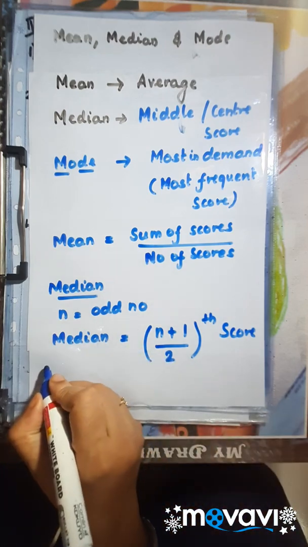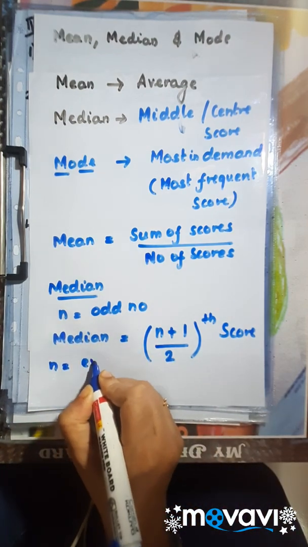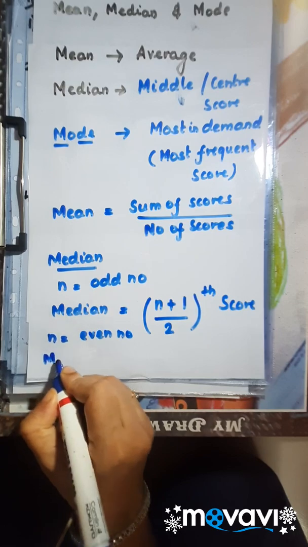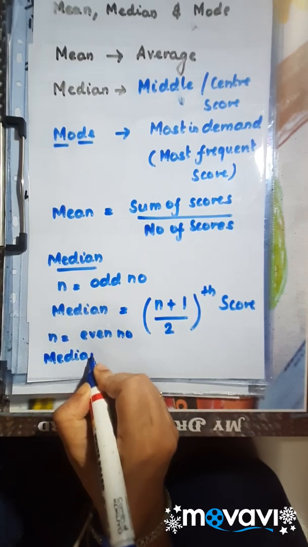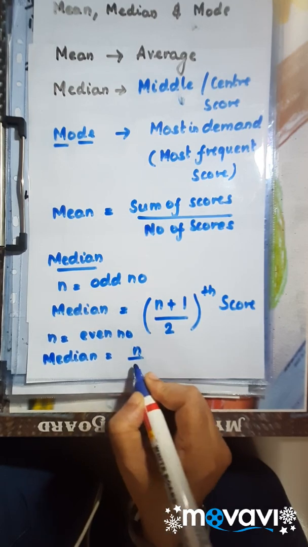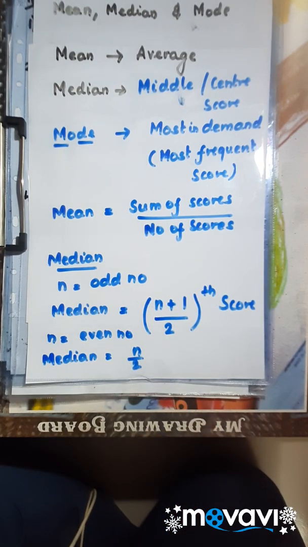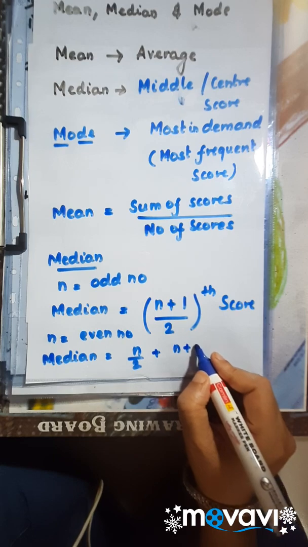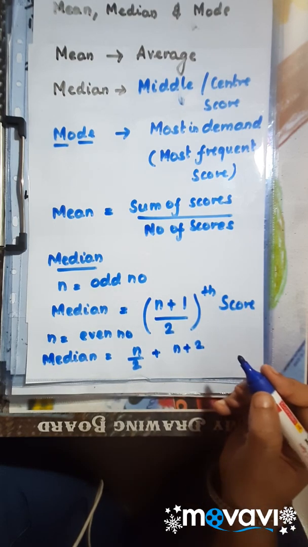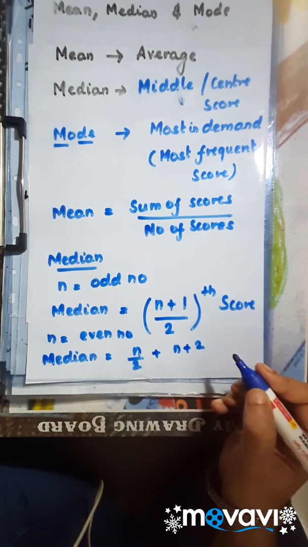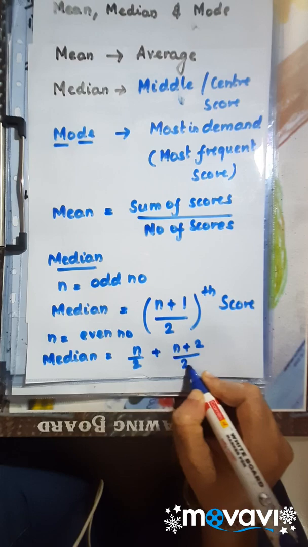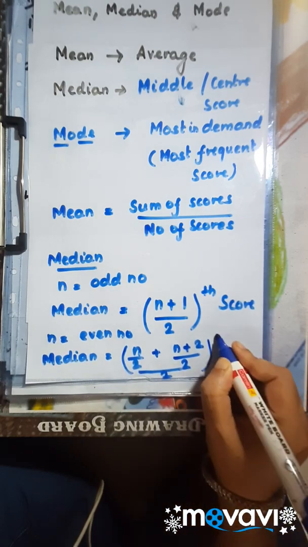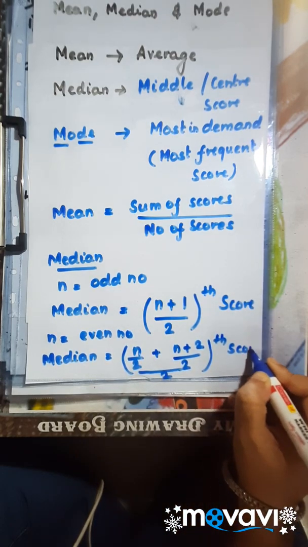Now, if n is an even number, median is equal to n upon 2 plus (n plus 2) upon 2, the whole upon 2, that score. Okay, I'll explain it to you in more detail.